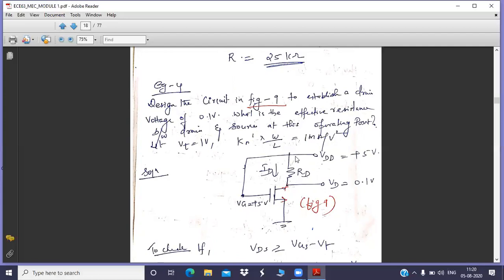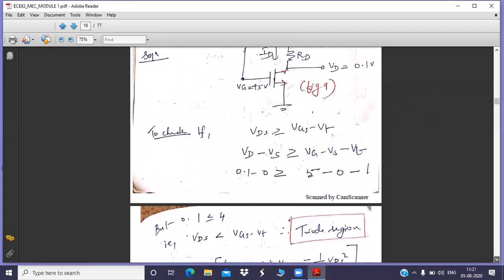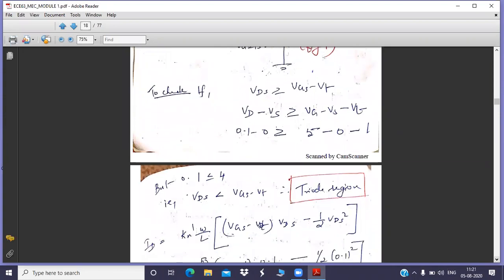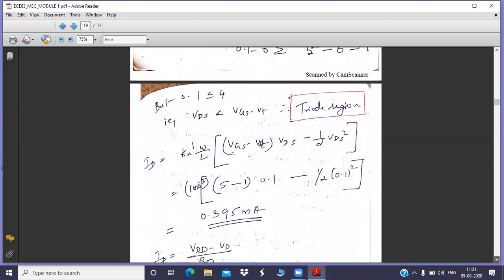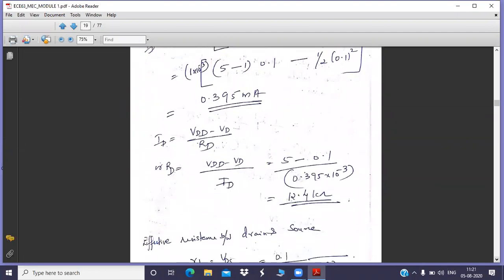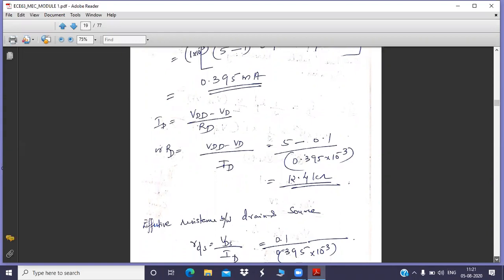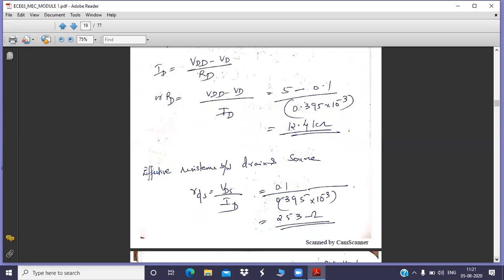After completing the design part, one more question you have. That question is to find the effective resistance between drain and source, meaning the total resistance between the two terminals. Whenever you have an electronic device, you have two terminals, and there always exists a resistance across those two terminals, because it permits only a finite current flow across them. That resistance is nothing but RDS, the resistance between drain and source.